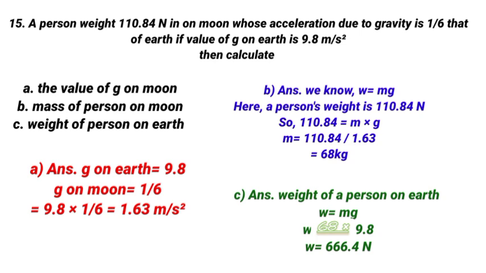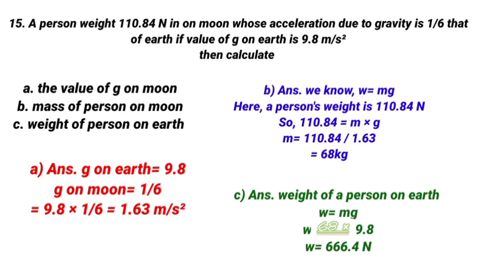To calculate all this, first we will start with the value of g on moon. The value of g on moon is 1 by 6 of the acceleration due to gravity on earth, which is 9.8 meter per second square. So g on moon equals 9.8 into 1 by 6. After multiplying this, we get 1.63 meter per second square.